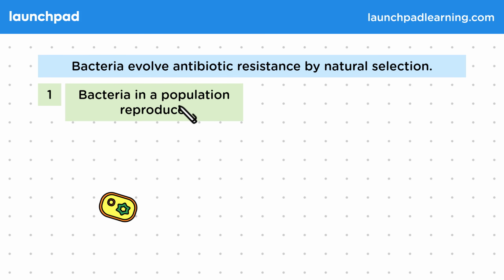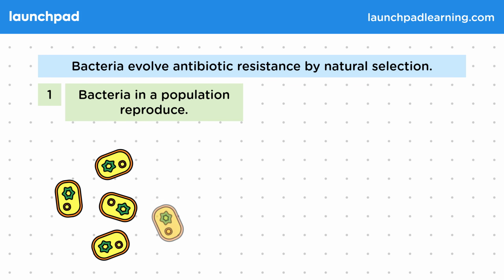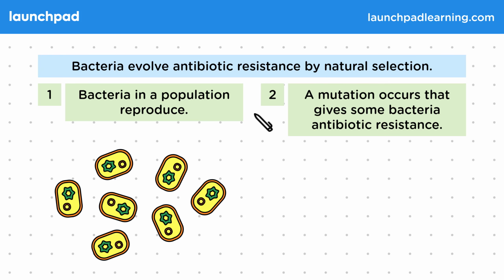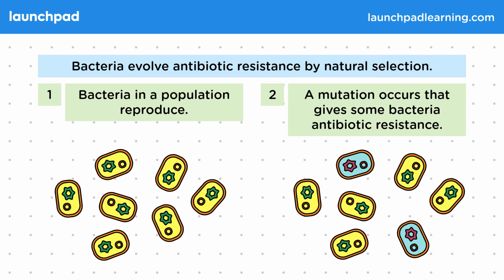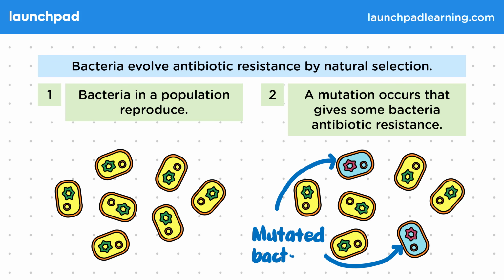First, the bacteria in a population reproduce. This population could be living on a surface, for example, on the skin or inside a living organism. Next, a mutation occurs that gives some bacteria antibiotic resistance. We call these genetic variants. These mutated bacteria are referred to as new strains.